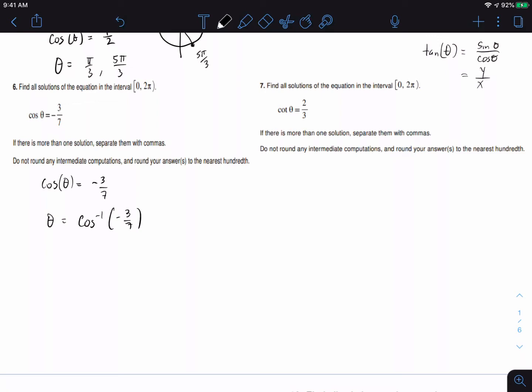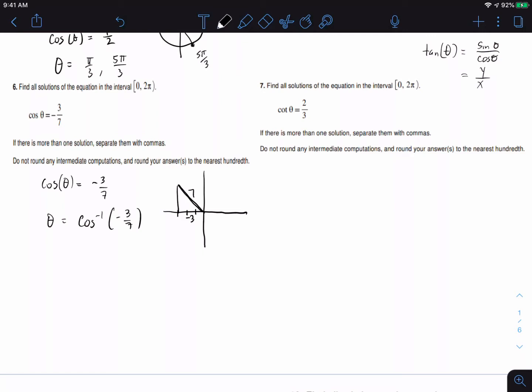So what that does for me is it tells me something about the quadrant that I'm in. So remember, when we're talking about cosine of a negative 3 over 7, that's putting me in quadrants 2 and 3. So if we look at it, I'm going to attack it as a triangle. And so there's my -3, and then this radius is 7. Does that make sense? So I'm getting 7 here, and this is -3.